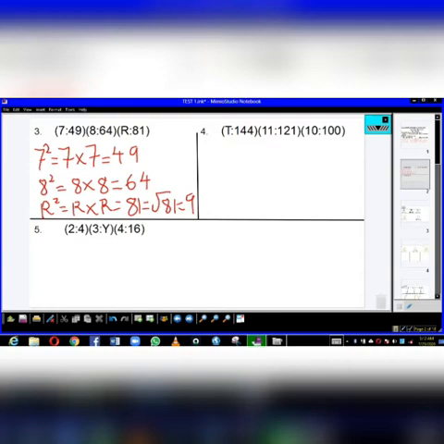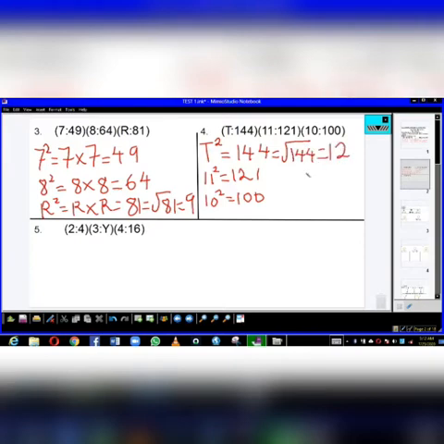Now let's proceed to number 4. Here we'll say T square is equals to 144. 11 square is equals to 121. 10 square is equals to 100. Now how do we find the value of T? Here we are going to find the square root of 144, and that is equals to 12. So T is equals to 12.